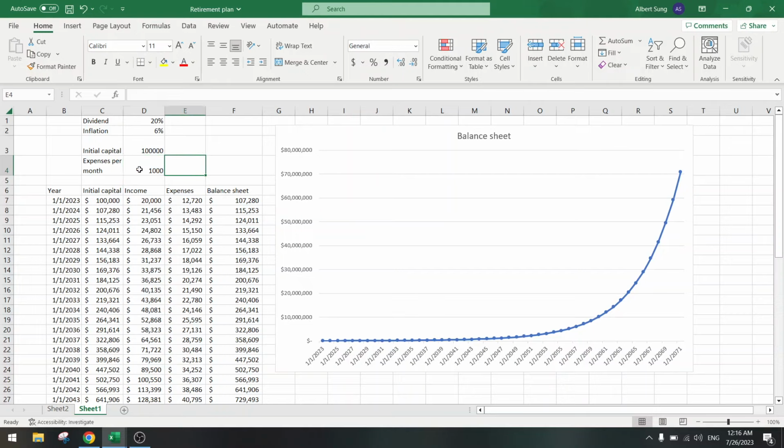So play with this yourself, create this retirement plan, and see how you can increase your net worth. So good luck, and I'll see you in the next video.